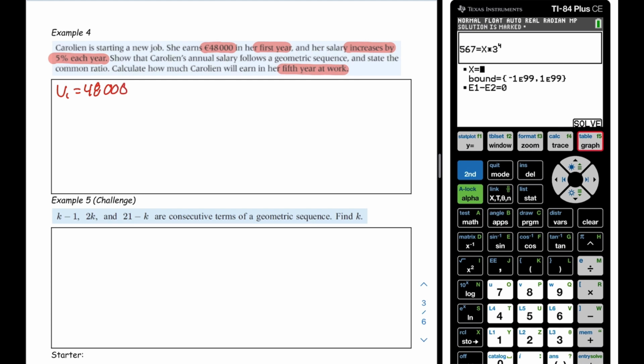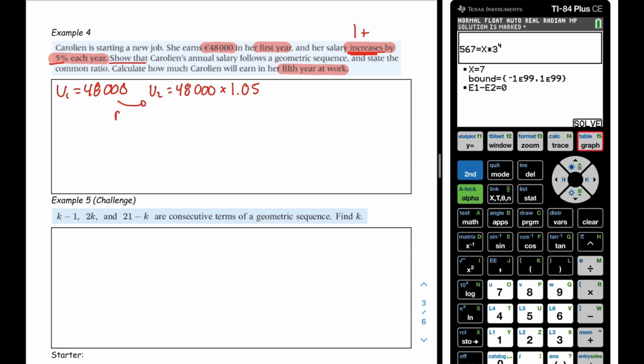Now, we need to first show that we have a geometric sequence. Since we are increasing by 5% each year, that means that in order for me to find the second year, I'm going to be taking the initial salary and multiplying it by increasing. So we're going to have 1 plus whatever the percentage we're increasing, so 1.05 because we're increasing by 5%. And this would give us the salary she would be making in her second year.